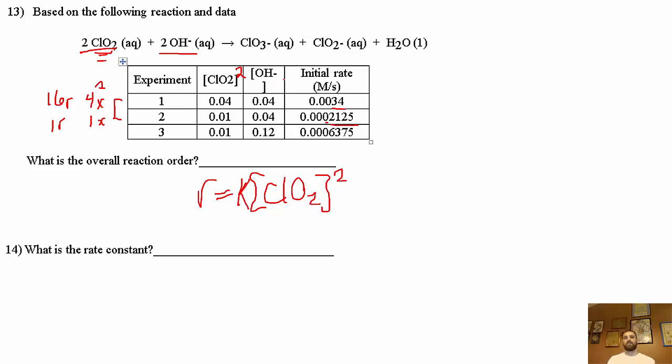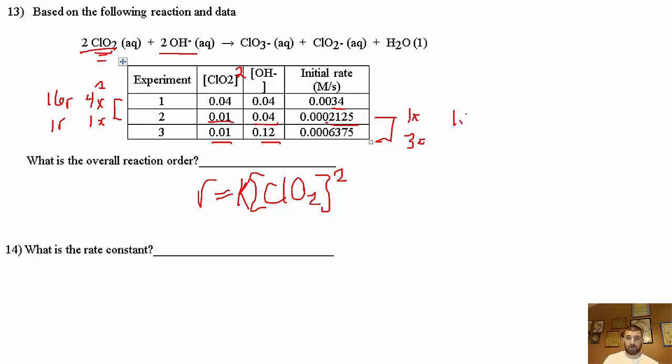We got to do the same thing for OH. Find two where ClO2 are kept the same and the OH is different. All right, so here 0.01, 0.01 for ClO2. Take a look at OH. It goes from 0.04 to 0.12. So that goes from like 1x to 3x, right? We tripled it.